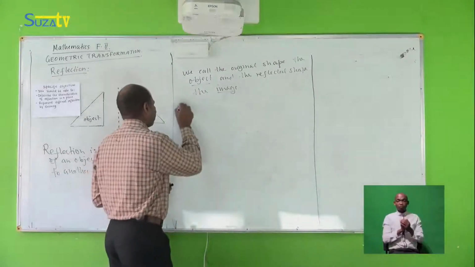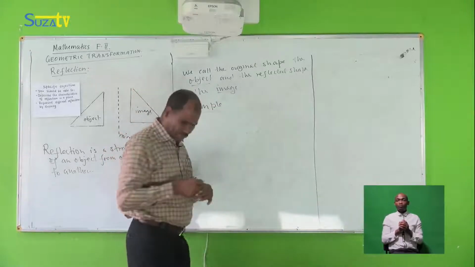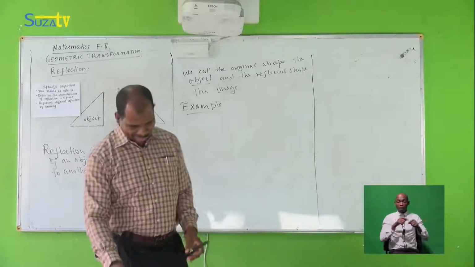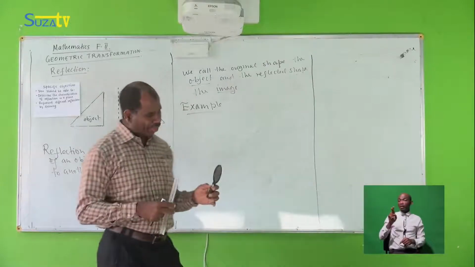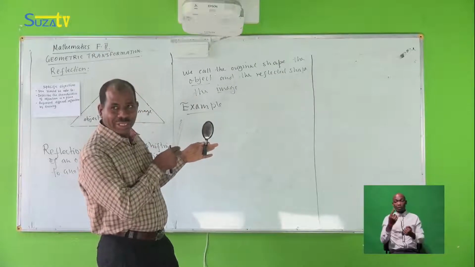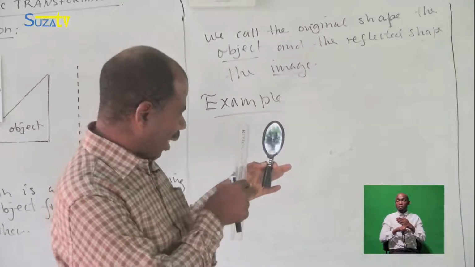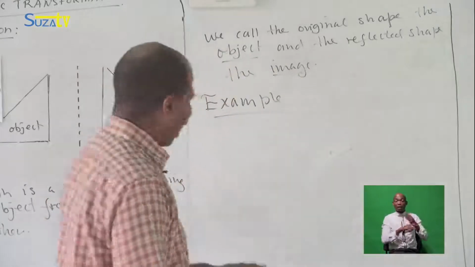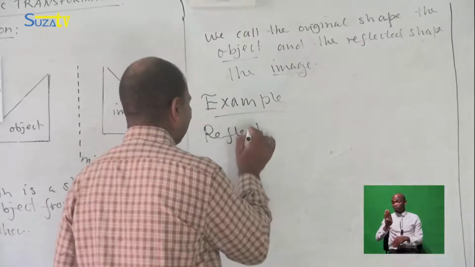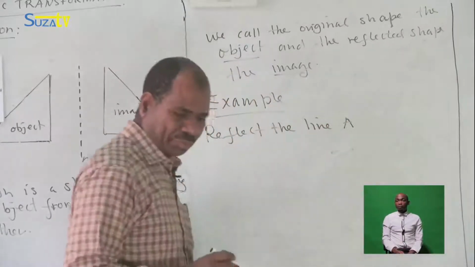Example. We have a line AB, and we want to reflect the line AB in the mirror, something like this. And you can check the position of the lines, the point where the lines lie in the mirror. So reflect the line AB in the mirror.